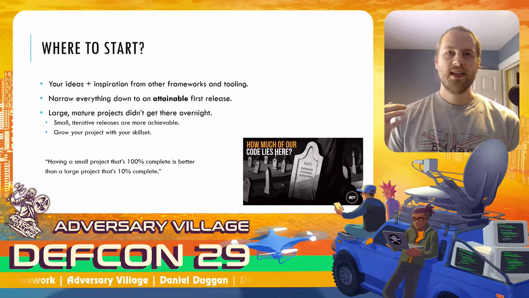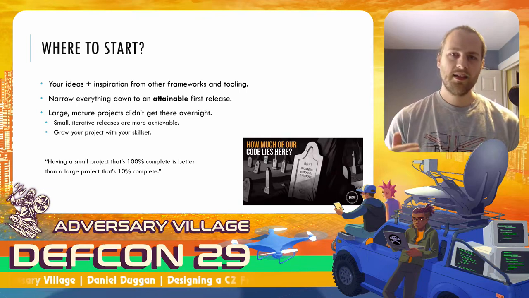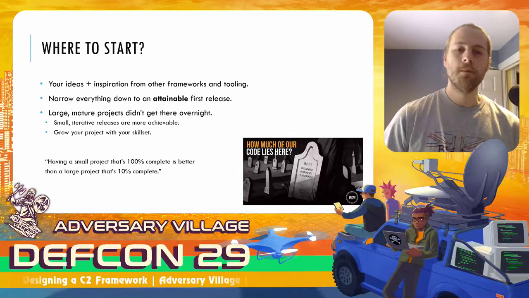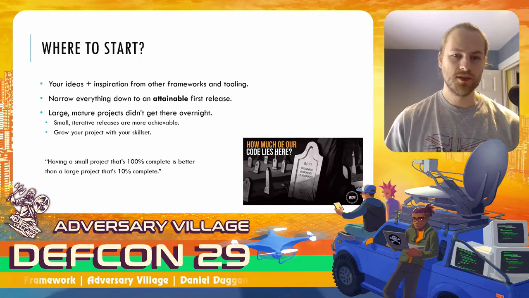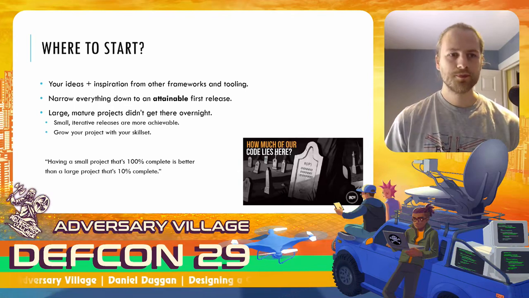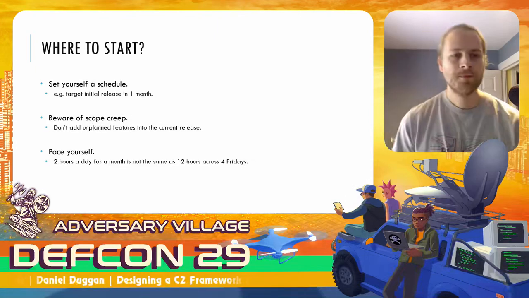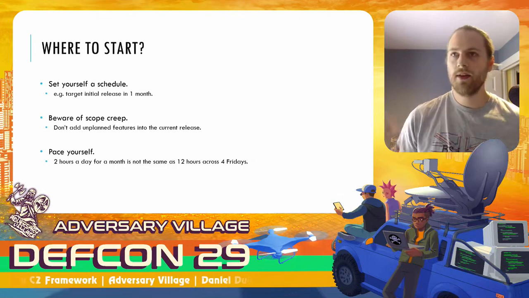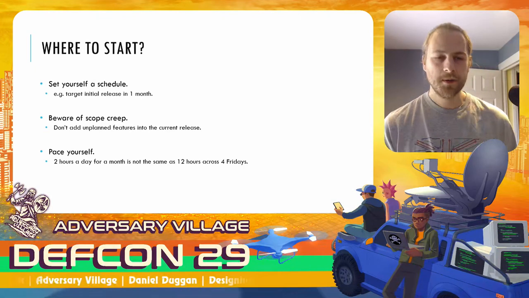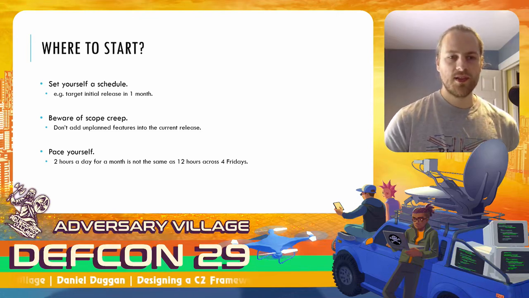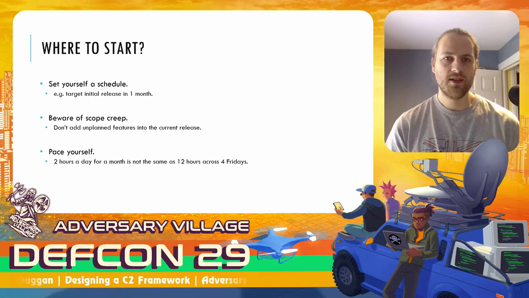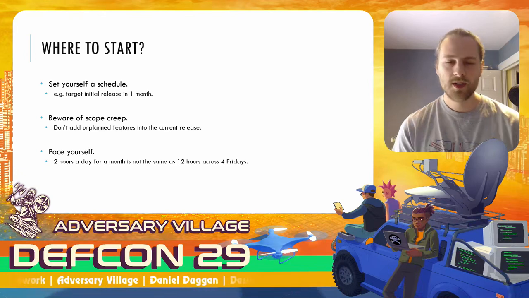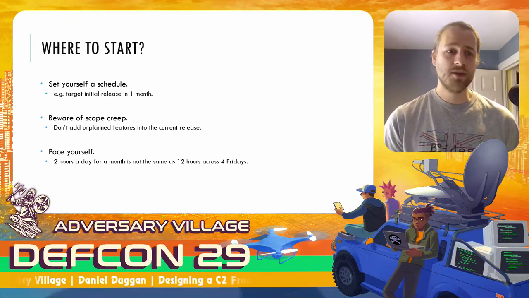So when I say attainable first release, it's going to be probably the bare minimum of what will make a C2 framework function. No bells or whistles, but it's something to aim for, right? So you're going to set yourself a schedule. You're going to say, I'm going to target my first release, my initial release, in 1 month or whatever you think is realistic. So you've got your MoSCoW. You've got your must-haves and your should-haves, and you're probably going to prioritize those the most. Your could-haves, you're probably not going to worry about too much, because you just want something that's going to function, that's going to work.